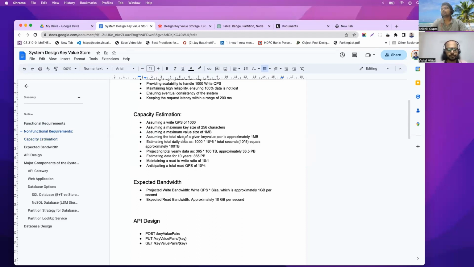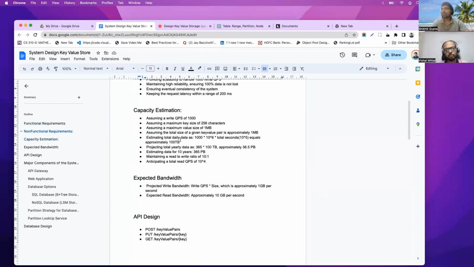Since we have made an assumption about the length of the key and the maximum value size that we are supporting, we can calculate the total size of a given key value pair as approximately 1 MB: 1 MB plus 256 bytes, approximately 1 MB. We are doing just a rough calculation here. Now estimating the total daily data, since we have assumed the query rate per second, each query is of 1 MB size, and 1 MB is nothing but 10 to the power 6.